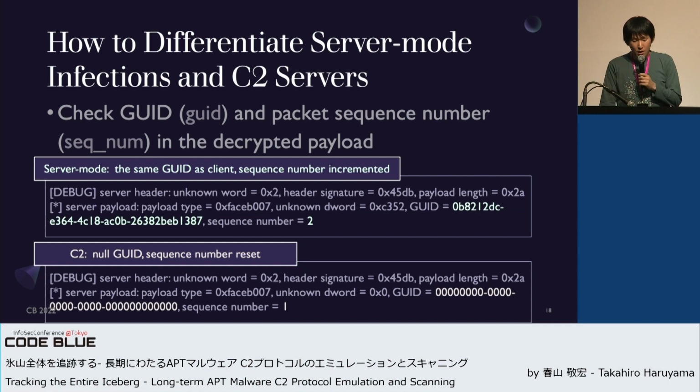Specifically, server mode infections send back the same GUID value as the client, and the packet sequence number is incremented. On the other hand, C2 servers return a null GUID value, and the packet sequence number is reset. So we can differentiate them.